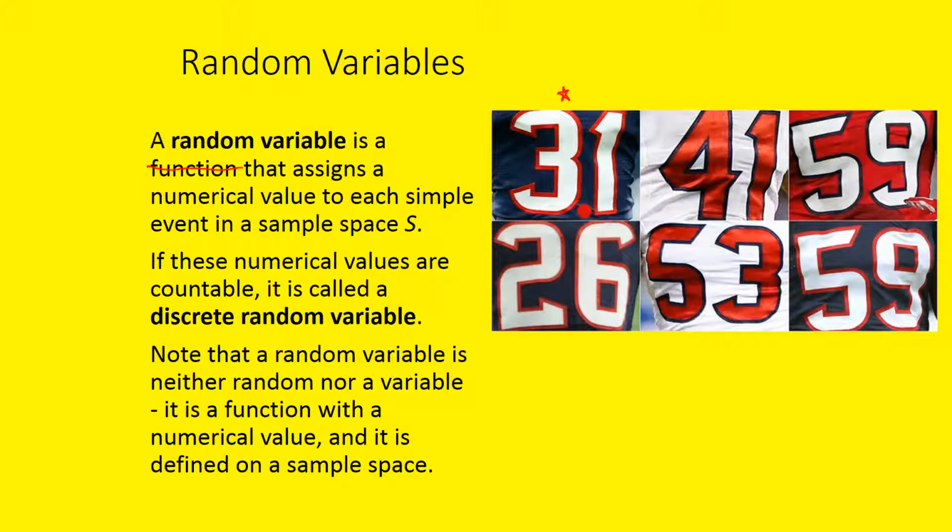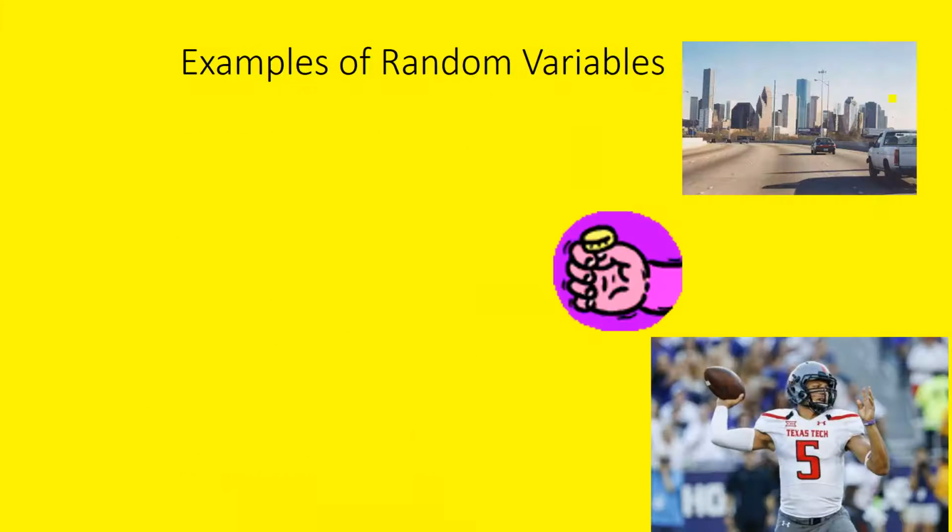Note, so these numbers here could be values of a random variable. Note that the random variable is neither random nor a variable. It is a function, says Barnett, with a numerical value, and it is defined on a sample space, the set of all possible outcomes.